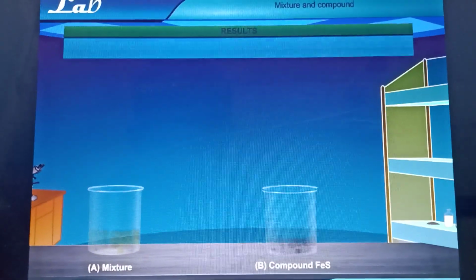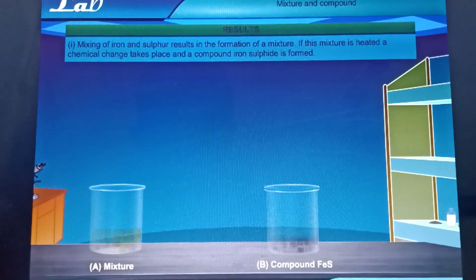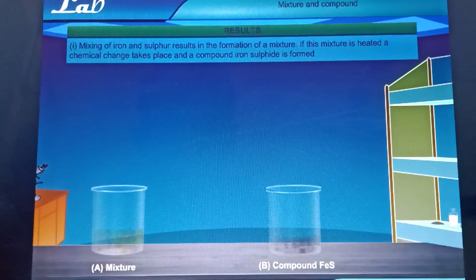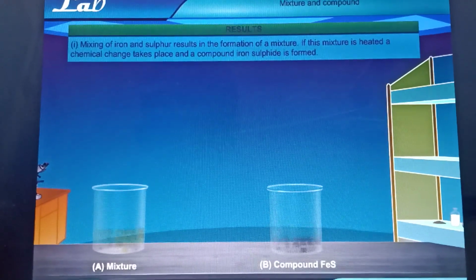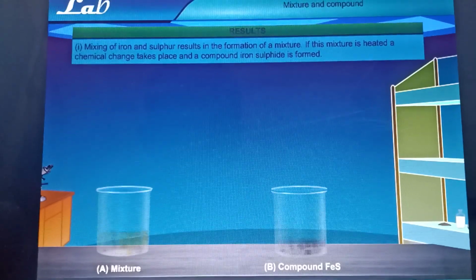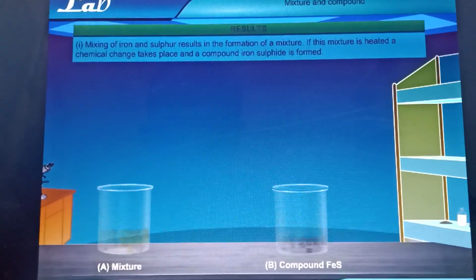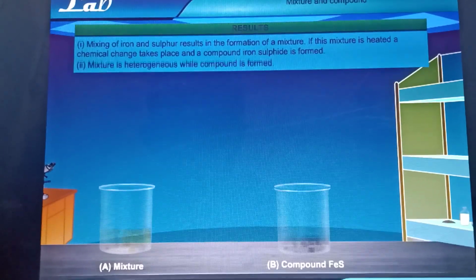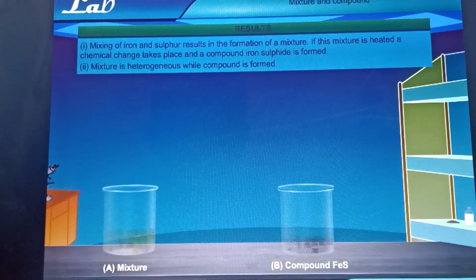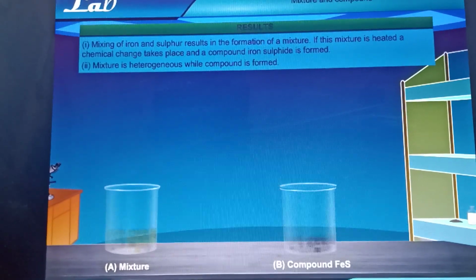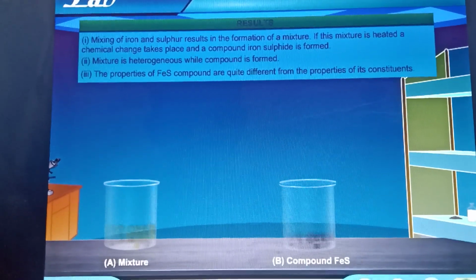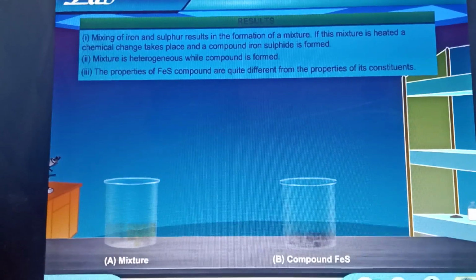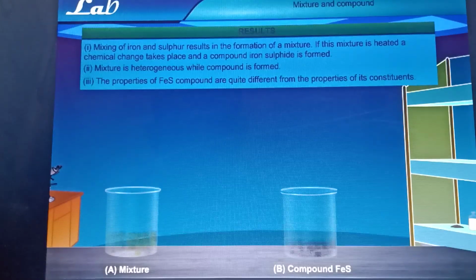Results: 1. Mixing of iron and sulfur results in the formation of a mixture. If this mixture is heated, a chemical change takes place and a compound, iron sulfide, is formed. 2. Mixture is heterogeneous while compound is homogeneous. 3. The properties of iron sulfide compound are quite different from the properties of its constituents.